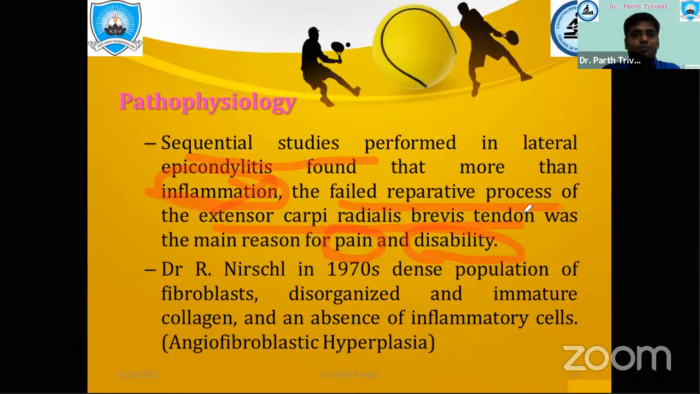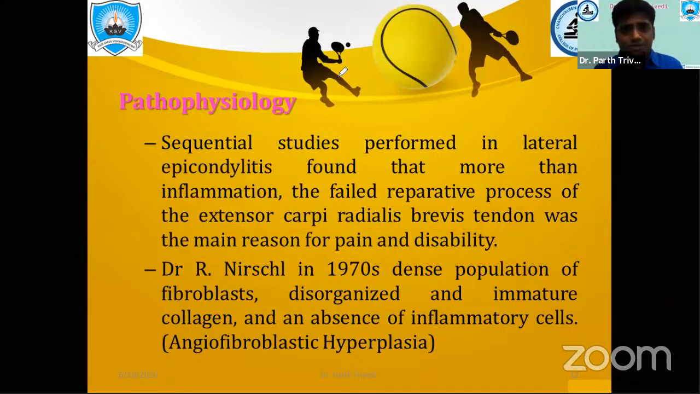If you are aware of a stress strain curve, it goes like this, where this is the optimum stress period and this is your healing period. Based on the stress strain curves, your collagen has much more elastic property and much more tensile stress compared to your fibroblasts. And this is proved by Dr. Nirschl in 1970, that there is a dense population of fibroblasts and immature collagen.